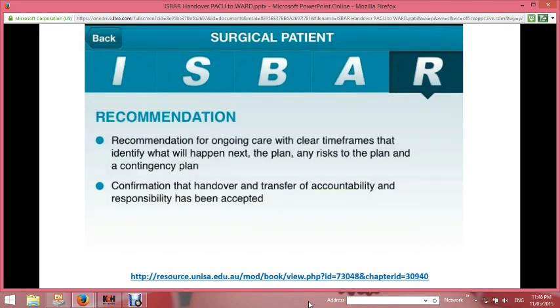R is for recommendations. So these are recommendations for the ongoing care. You have to have clear timeframes and identify what is expected to happen next. It's also good to get confirmation that the handover and transfer of accountability of the patient has been accepted.